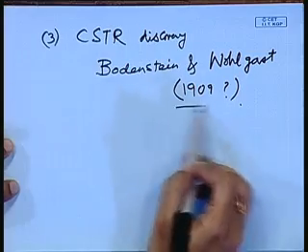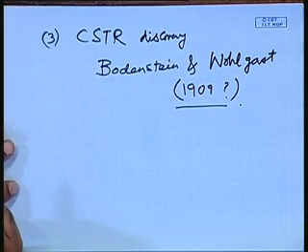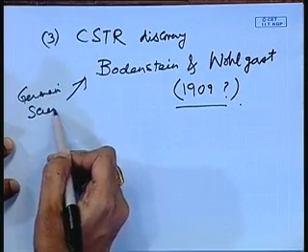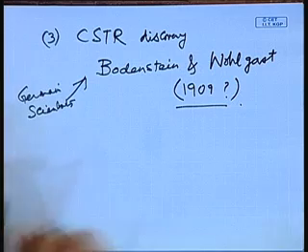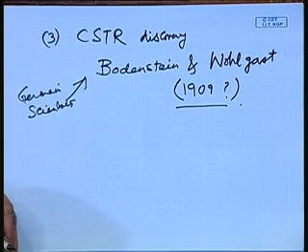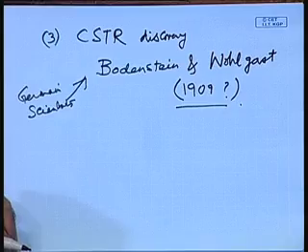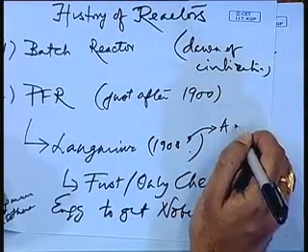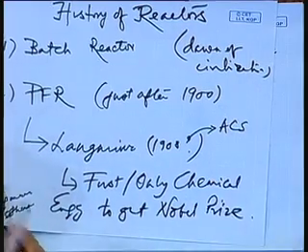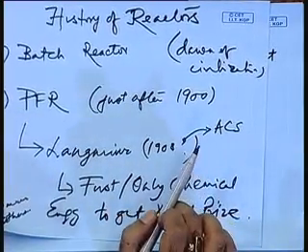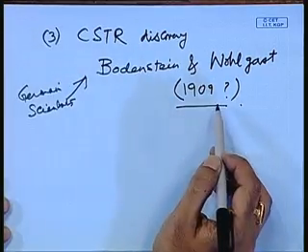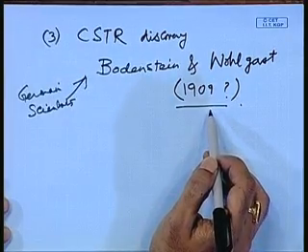I'll give you the years in the next class. I don't remember the years exactly. So, two German scientists discovered the CSTR. Now, this was published. Langmuir's paper, I remember, was published in a journal of the American Chemical Society in 1908. I think I remember the journal. I'll give you all these references in the next class, and you can have a look at that. So Bodenstein and Wolgast discovered the CSTR model, and that was quite a breakthrough.